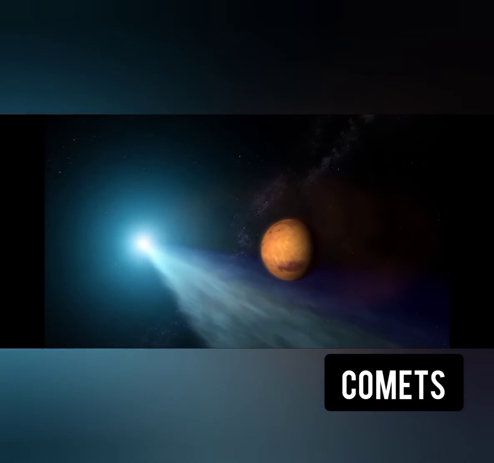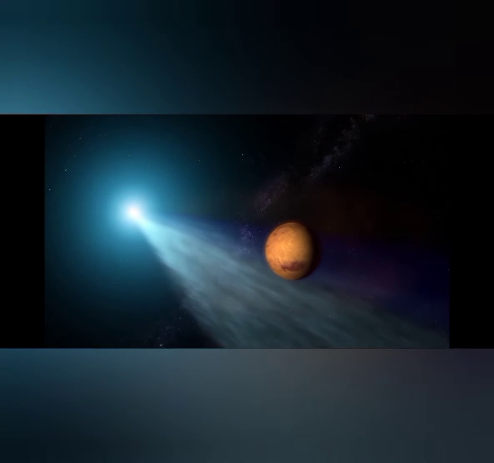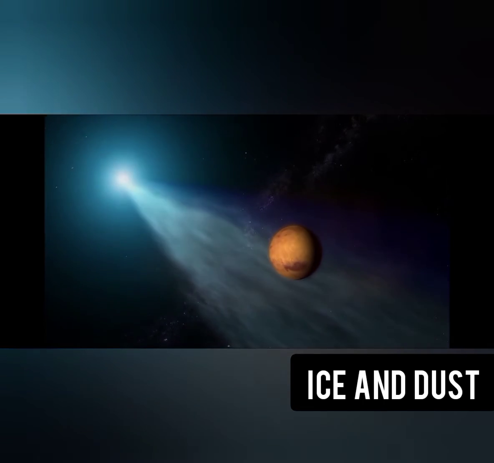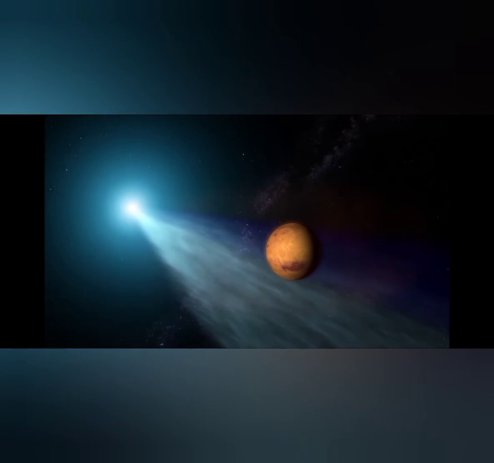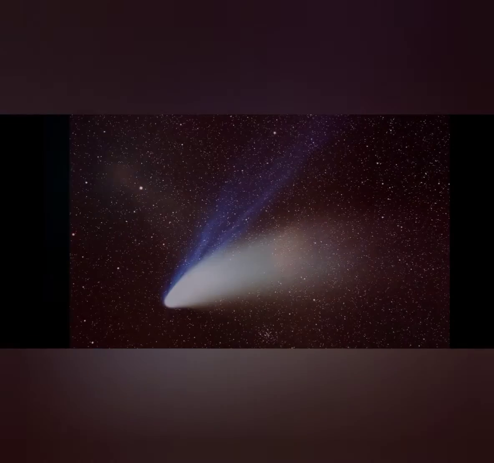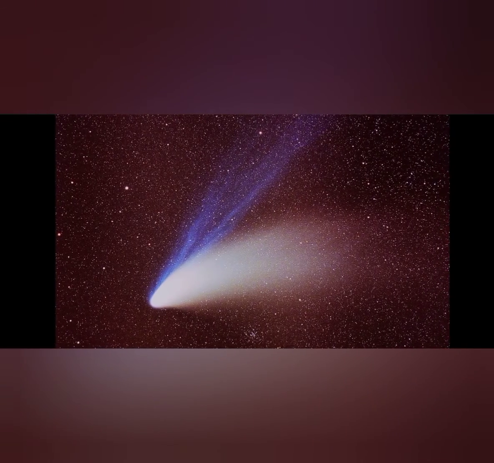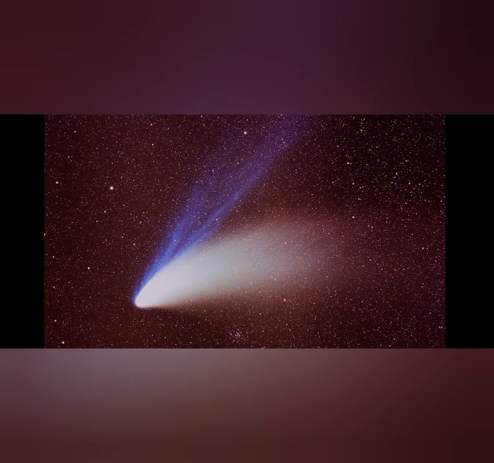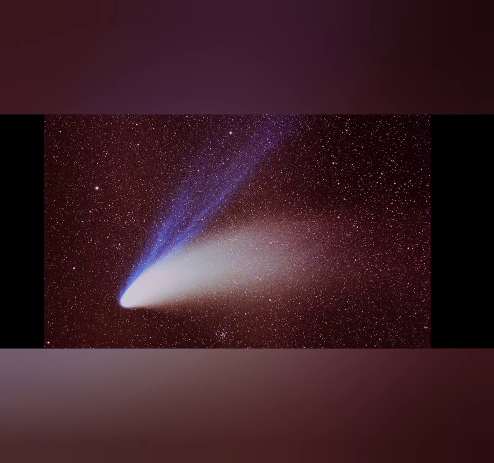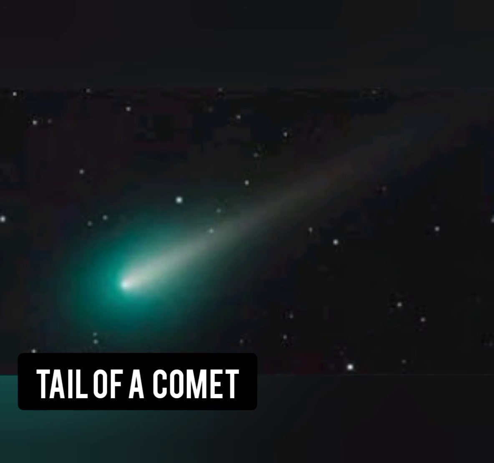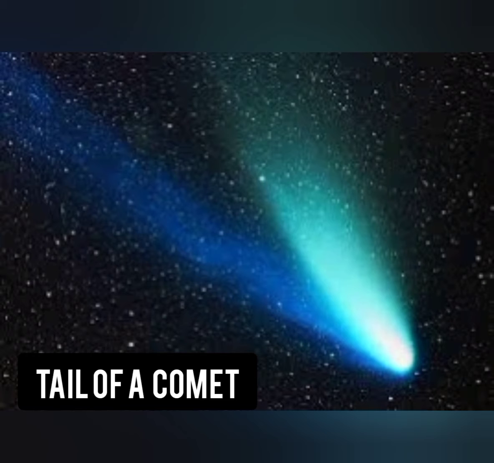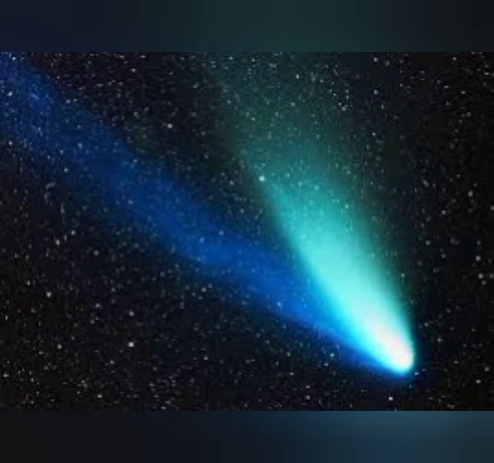A comet is a small body of ice and dust, and when a comet goes near to the sun, the ice melts and changes to gas. The sun then makes it glow and it appears as the tail of a comet. The length of the tail grows in size as it approaches the sun.